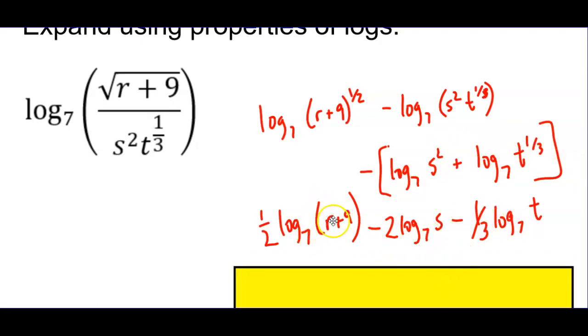We can't do anything with this first log further because remember, it's the sum of logs that can be condensed, not a log of sums. So this is considered complete. All the exponents are down in the coefficients. We've expanded that fully.